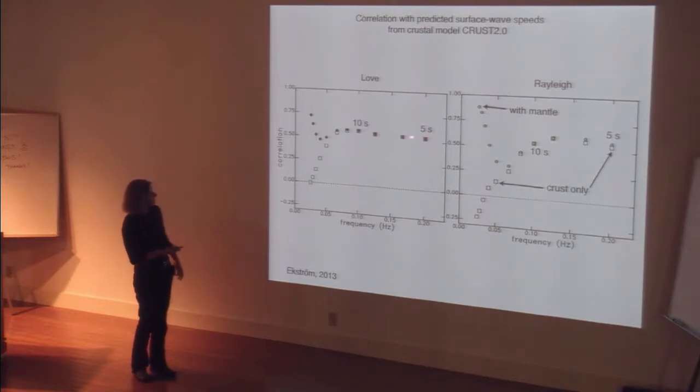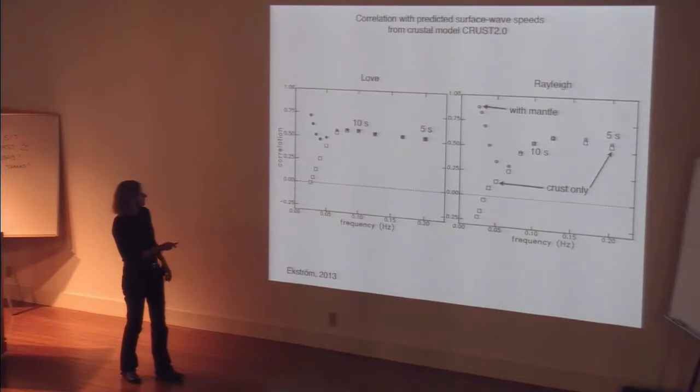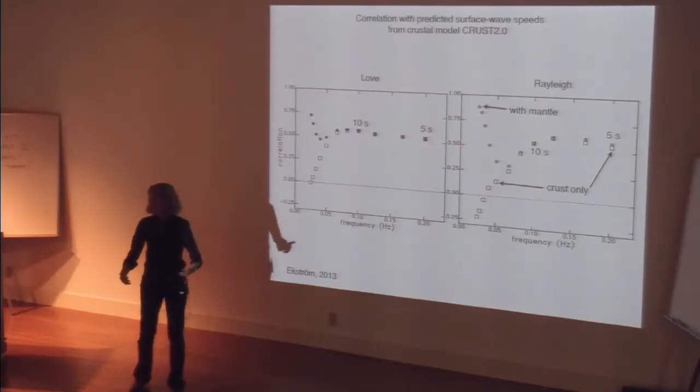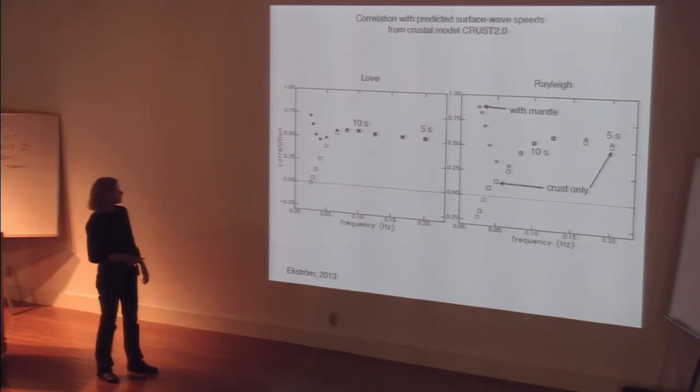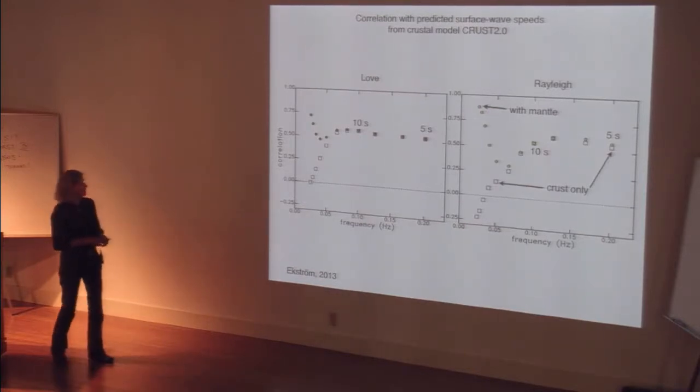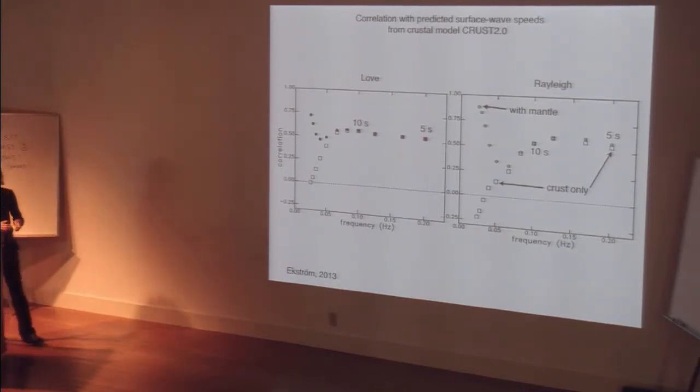And so what we see is that over here at these short periods that, remember, are sensitive almost exclusively to the crust because of that sensitivity kernel, we see a pretty good agreement. Those correlation values are around 0.5. Okay, so they're not great, but they're pretty good. So overall, the model is doing a pretty good job. And that's true for Love waves and for Rayleigh waves, so that's a good sign.